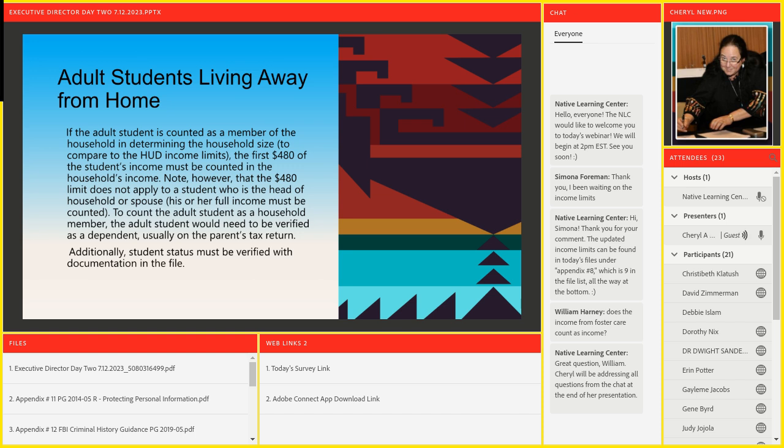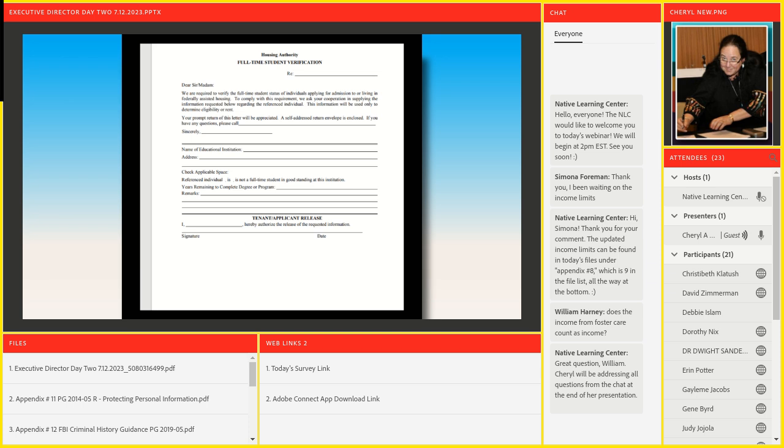So additionally, student status should be verified with documentation in the file. You should have full-time student verification, some type of form to prove that.